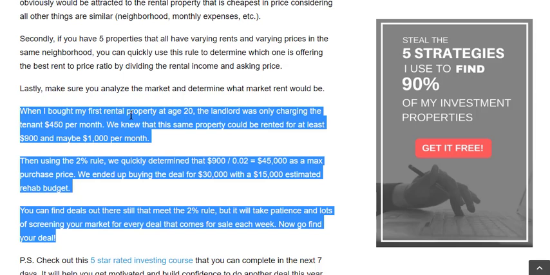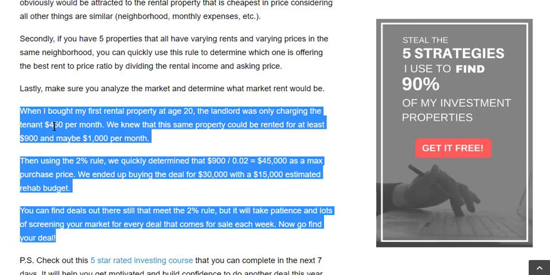When I bought my first rental property at age 20, the landlord was only charging the tenant $450 a month, which was pretty insane. This was a 3-bedroom house. The 3-bedroom rents were easily $800, $900. Some were getting $1,000 a month for 3 bedrooms. Now, this is in the Midwest, so it's a cheaper rental market. If you go out to Los Angeles or a big city, a 3-bedroom is going to run you $3,000 a month, whereas in the Midwest, a 3-bed could maybe get you $900 to $1,000 a month. So it's still cheaper rents than a big city, but he was only charging $450. The point is, rents were cheap.